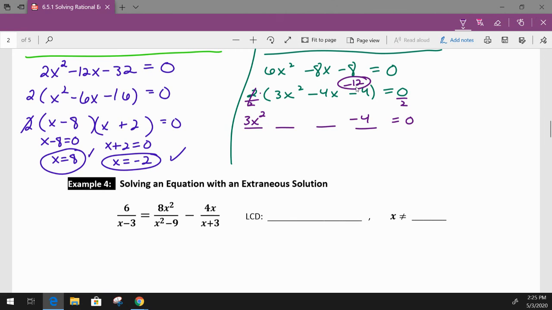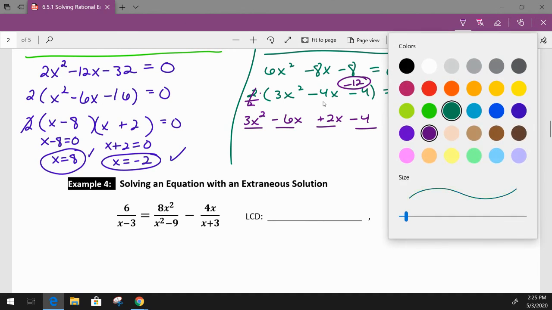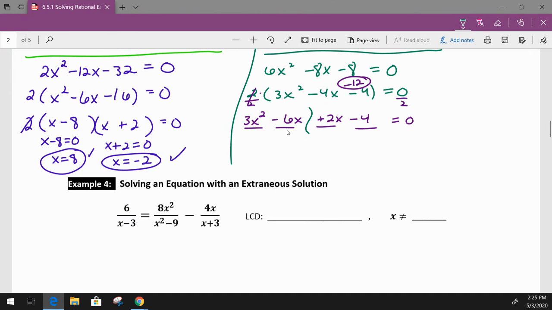Two numbers that multiply together to equal 12, but have a difference of 4, are 6 and 2. The 6 needs to be negative, the 2 needs to be positive, and you have to put x's with those to make them equal to that middle term. Factor out the 3x, which leaves you with x minus 2. Factor out a positive 2, which also gives you x minus 2, still equal to 0. Now factor out the x minus 2, put the 3x plus 2 in another set of parentheses.